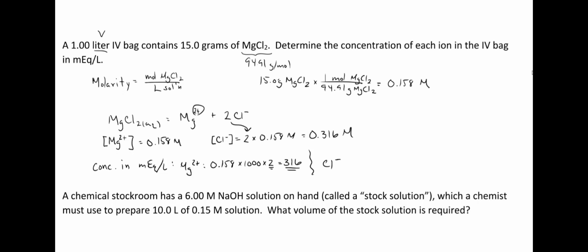For chloride, on the other hand, I'm going to take the molarity of 0.316, and I'm multiplying that by the absolute value of the charge, which is 1, not -1. Milliequivalents per liter are always positive numbers. And so we multiply that by 1,000 times 1, and that gives us a value that's not too surprising, of 316.